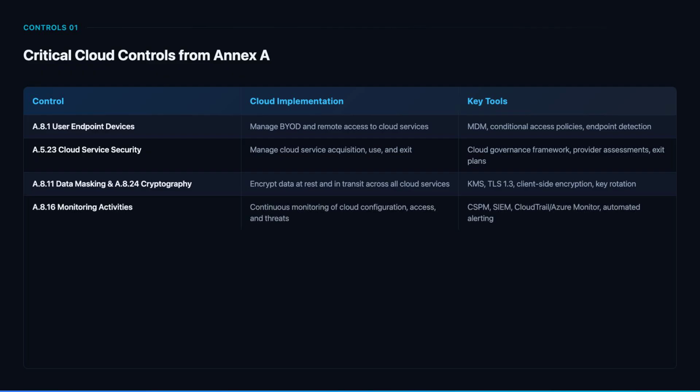Monitoring in cloud environments must cover configuration changes, access patterns, API calls, and security events across all cloud services. Enable cloud-native logging like AWS CloudTrail or Azure Monitor. Feed logs into a SIEM for correlation. Deploy CSPM tools for configuration monitoring, and establish automated alerting for critical security events.